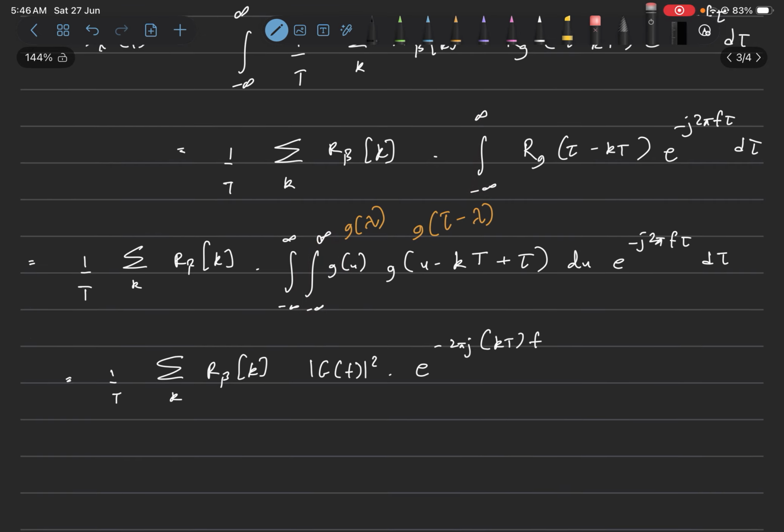Now in this case, let's say I denote u as lambda, and let's say this is not there for the moment, then u plus tau becomes tau minus lambda or tau plus lambda.